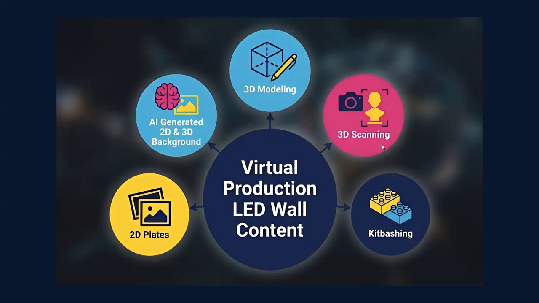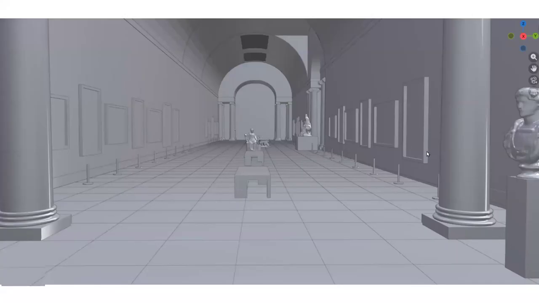But we pretty much did modeling, 3D scanning, kit bash, 2D plates, and we did the solution with all the techniques available for that production. So in this step, we decide what solutions we're going to do. We start blocking out. This is already kind of advanced, but you get the rough idea of the place. You start seeing the scale of things.